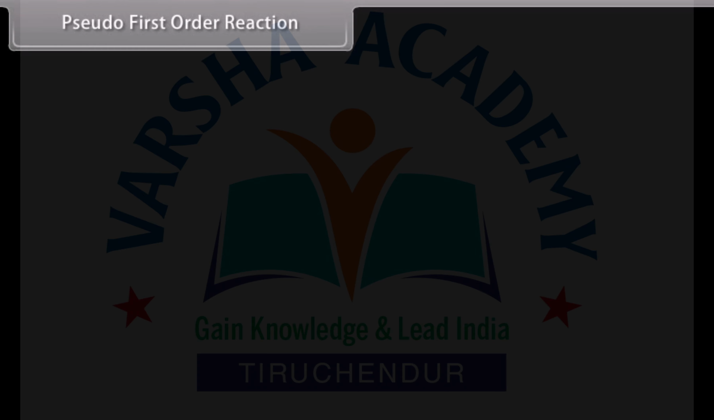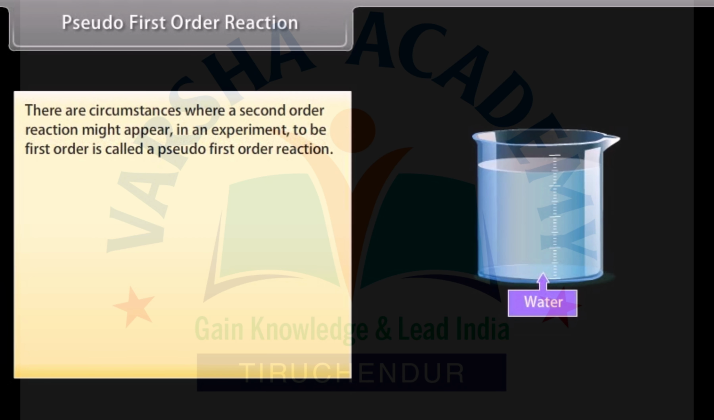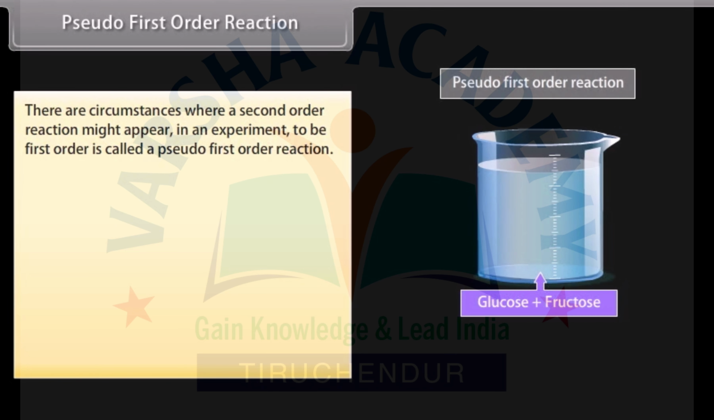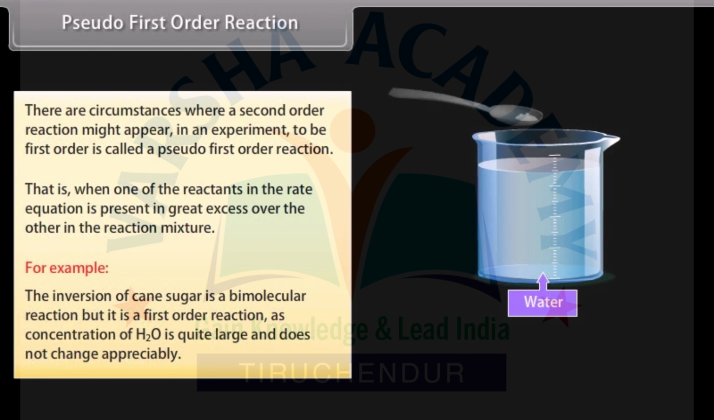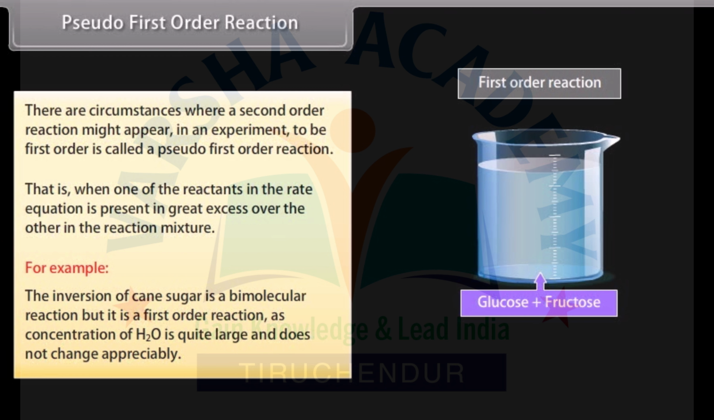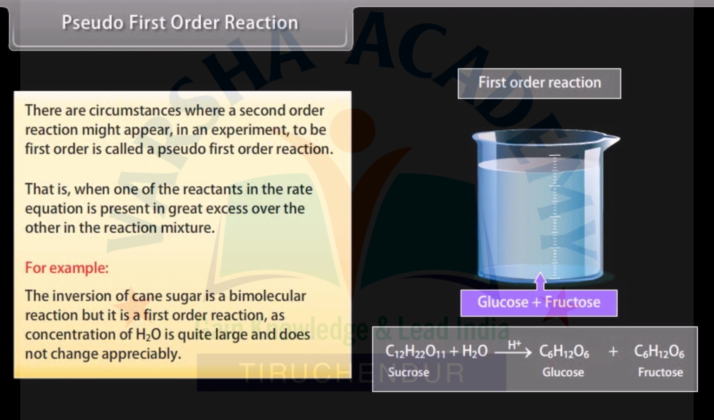Pseudo-first-order reaction. There are circumstances where a second-order reaction might appear in an experiment to be first-order; this is called a pseudo-first-order reaction. That is, when one of the reactants in the rate equation is present in great excess over the other in the reaction mixture. For example, the inversion of cane sugar is a bimolecular reaction, but it is a first-order reaction as concentration of H2O is quite large and does not change appreciably.